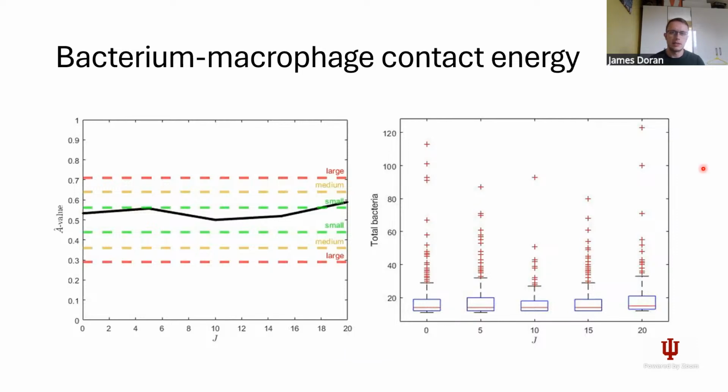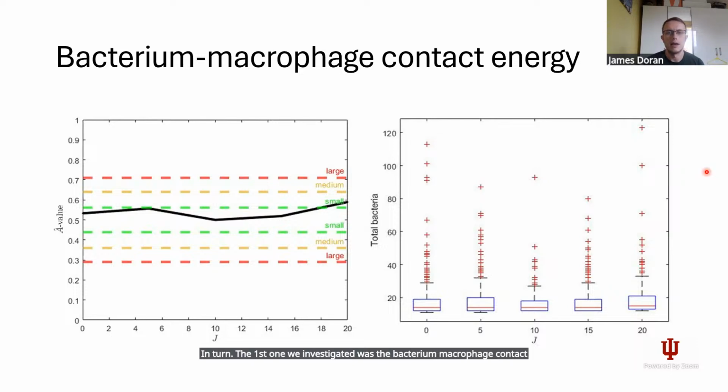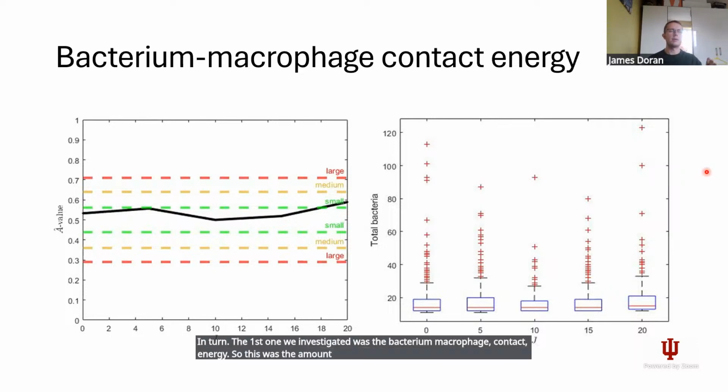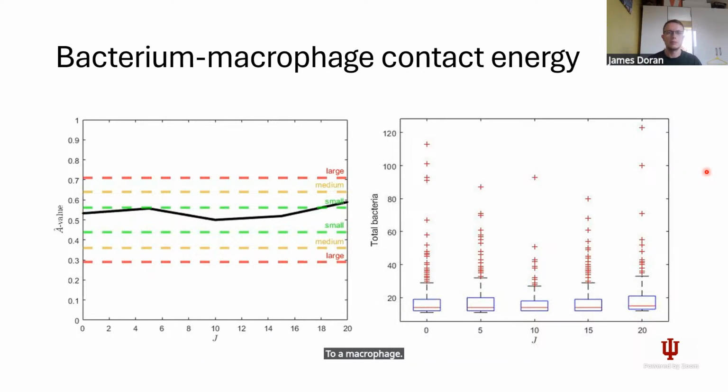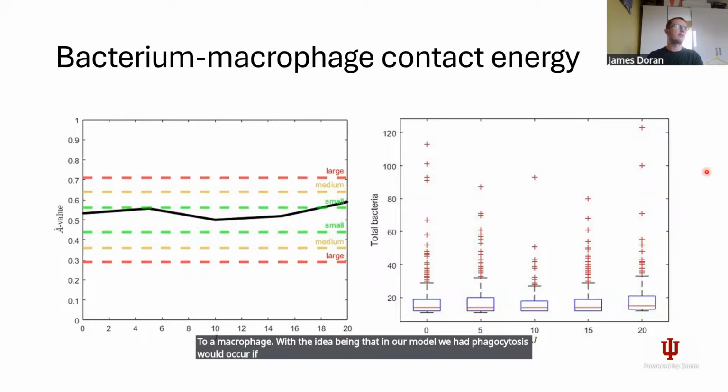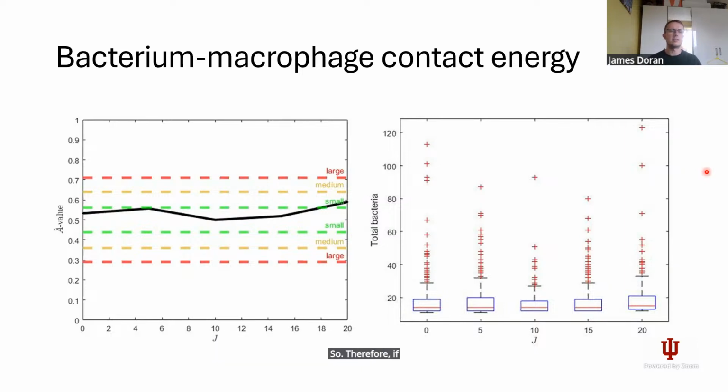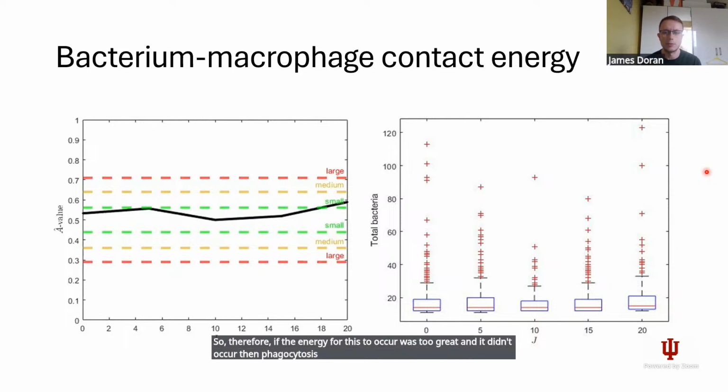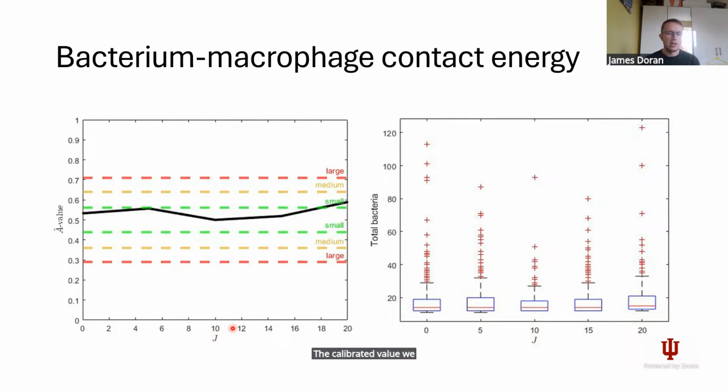The first one we investigated was the bacterium-macrophage contact energy. This was the amount of energy required for a bacterium to adhere to a macrophage, with the idea being that in our model, phagocytosis would occur if a bacterium and a macrophage adhere to each other. So if the energy for this to occur was too great and it didn't occur, then phagocytosis would not occur within our model. The calibrated value we first looked at was J equals 10.